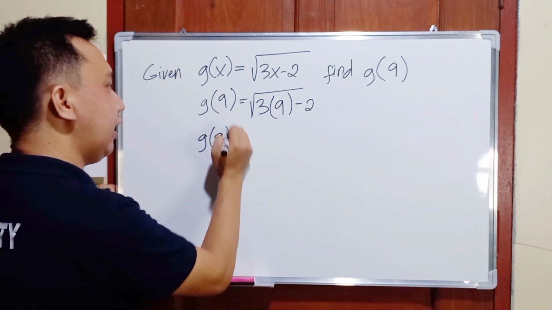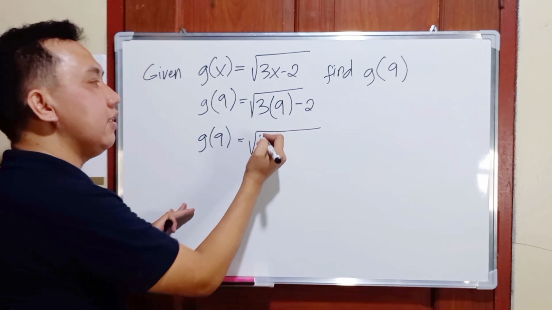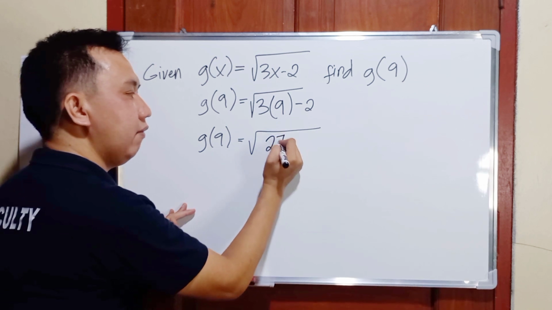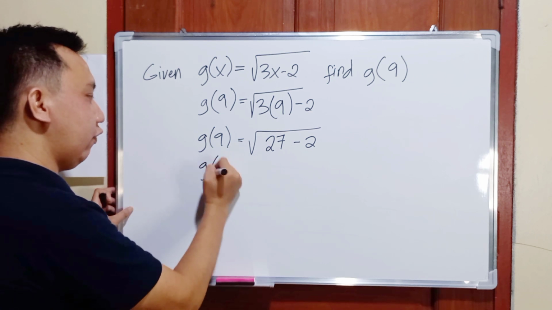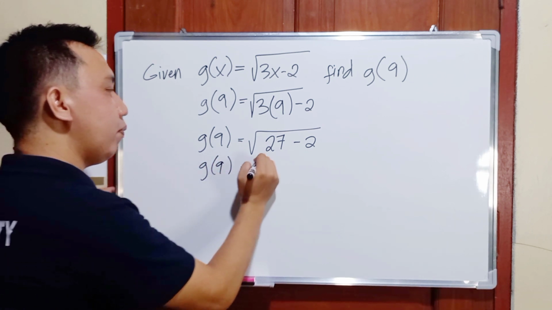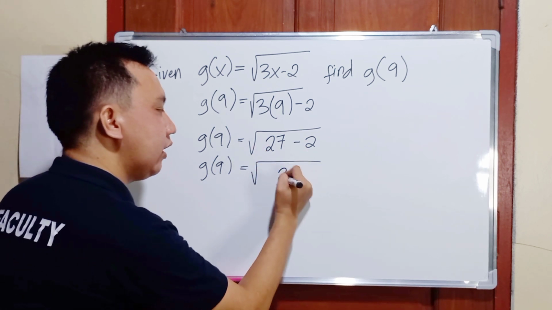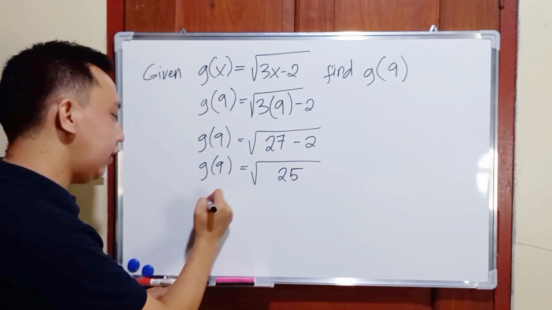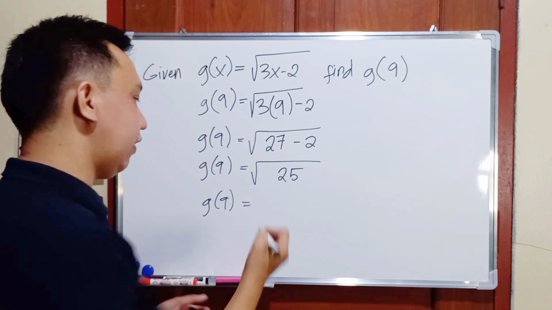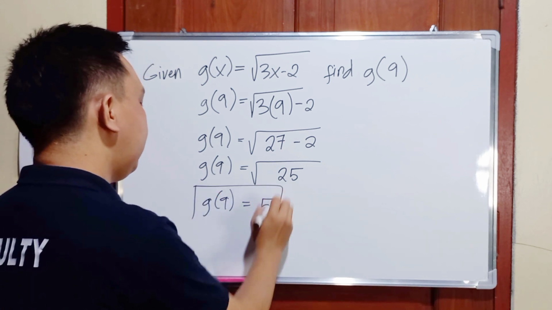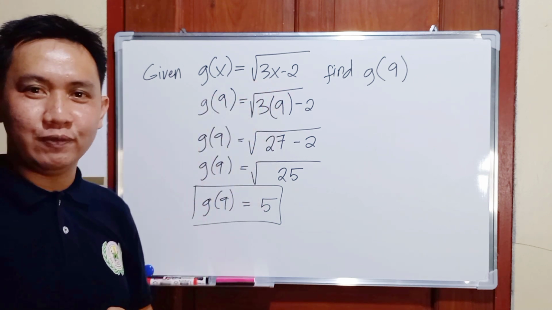So, simplify ulit natin ngayon. Kopyahin to. G of 9 is equal to square root of 3 times 9. That is 27 minus 2. Then, simplify. G of 9 is equal to, kopyahin, square root. 27 minus 2, that is 25. So, let us find the square root of 25. And the square root of 25 is 5. So, g of 9 is 5 using this equation.